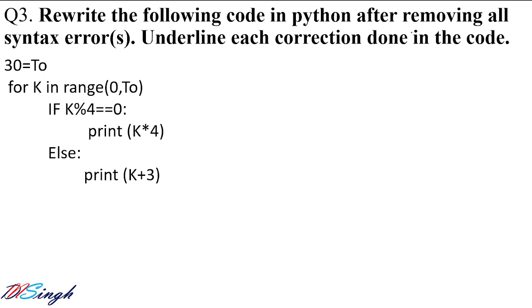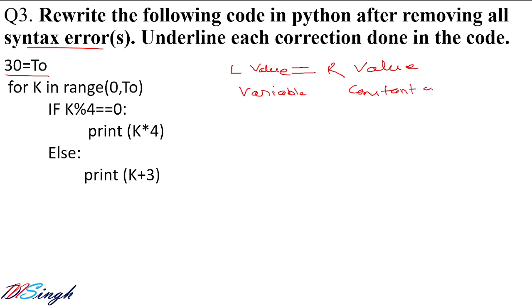Rewrite the following code in Python after removing all syntax errors. So we need to remember that we have to check for the syntax error. Now you see in this question, assignment operator, okay, so L value is there and R value is there. So we know already L value must be a variable, but R value may be a constant or a variable, but they have given here constant at L value. So this is the first error which is present in our code.